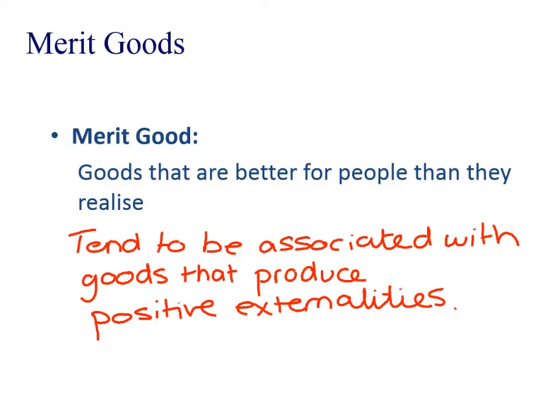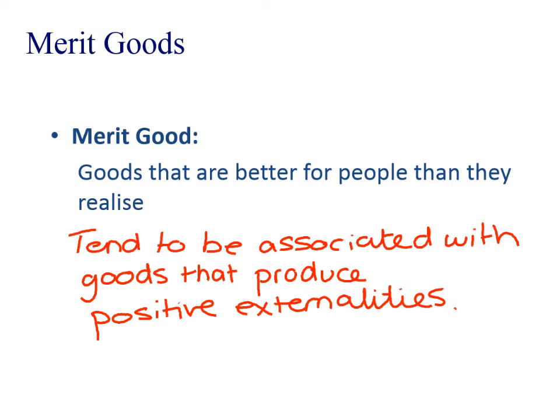So what are merit goods? This is a very OCR specific definition of what merit goods are. So if you look it up on the internet or in other textbooks, it's slightly different. But the OCR definition is that these are products that are better for people than they realise. And they tend to go hand in hand with products that also produce positive externalities. But theoretically, according to this definition, there's no reason why they have to occur at the same time.